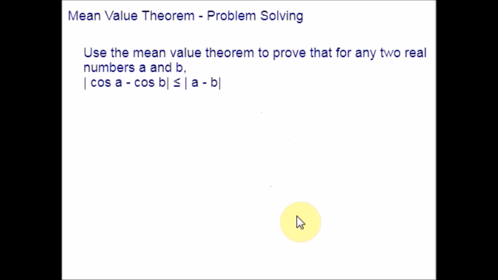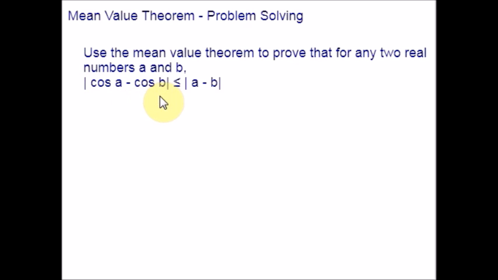Here is the next example. Please read the question once. We are supposed to use the mean value theorem to prove that for any two real numbers a and b, absolute value (modulus) of cos a minus cos b is less than or equal to the absolute value of a minus b. Okay, here we are given a trigonometric function cos x.